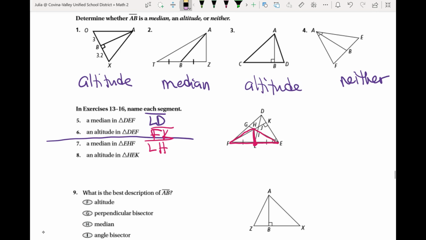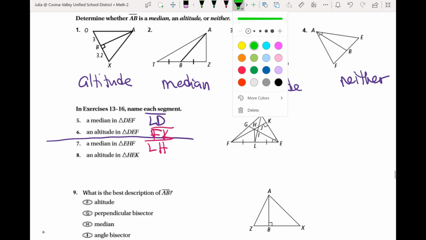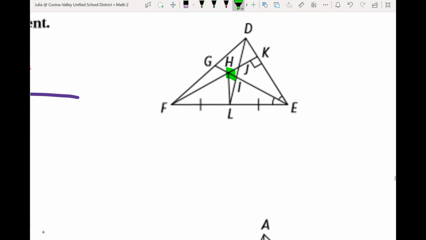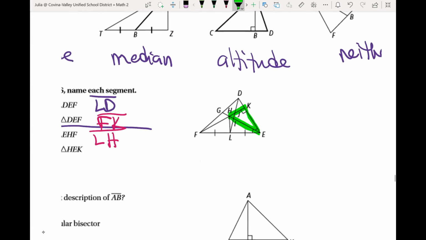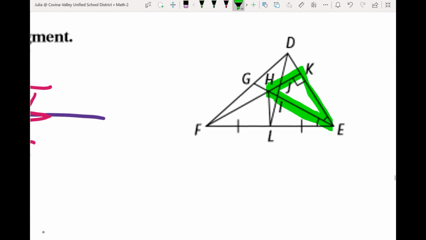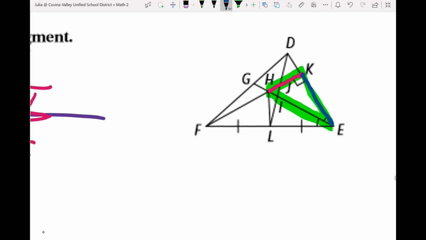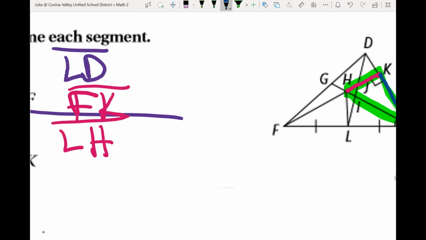Number 8, they change the triangle again. So now you're looking at the triangle from H to E to K. H to E to K, that triangle right there. On that tiny little part, they want to know what an altitude would be. Where's the right angle? Good. You can either say KH, that's true, or you could also say KE, that's true. There's nothing saying which vertex it has to go to. It just has to go to one of the other vertices. So either one would be true, KH or KE.